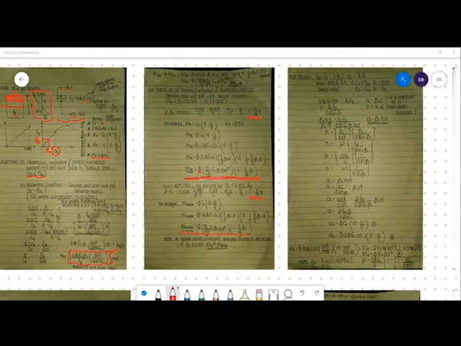So, ngayon, marunong na tayong mag-analyze if the beam is designed well or not. So, let's proceed with design itself.